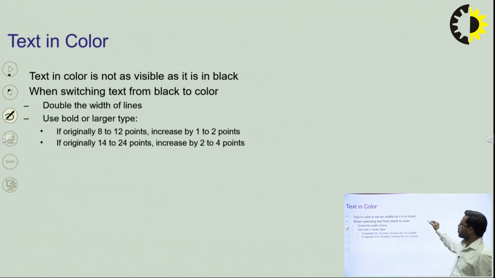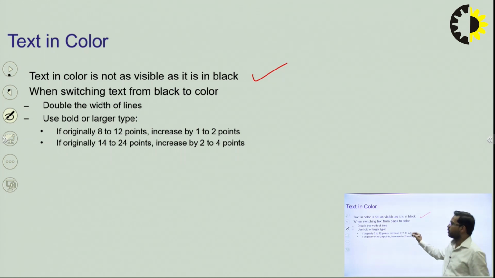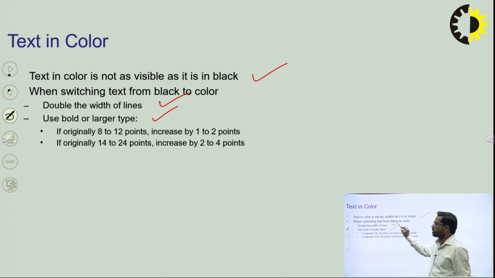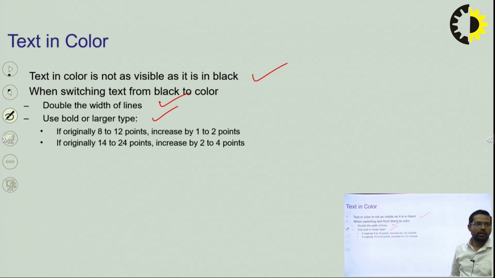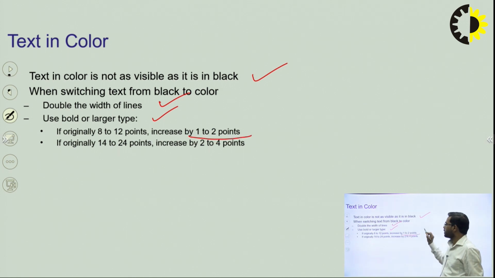Text in color is not as visible as it is in black. When switching text from black to color, double the width of the line. We have to double the line. Use bold or larger type, and if originally 8 to 12 point, increase by 1 to 2 points, and if originally 14 to 24 points, increase by 2 to 4 points.